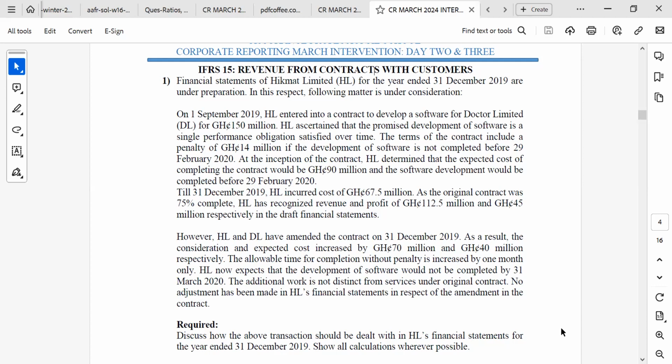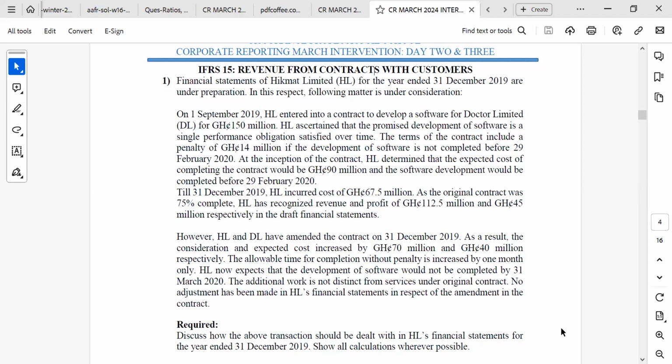The amendment, is it relating to a different contract? No. Okay. What if it is relating to a different contract? How do we treat it? You treat it as a different contract on its own. Exactly. It will be treated as a different contract on its own. But this particular amendment is relating to what?